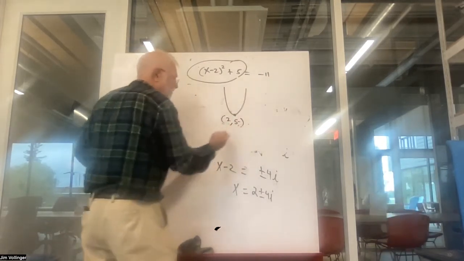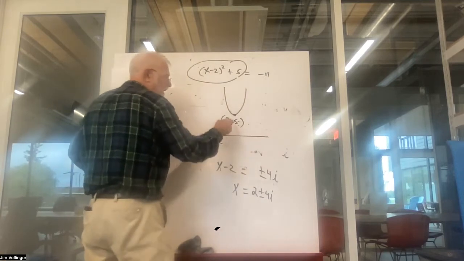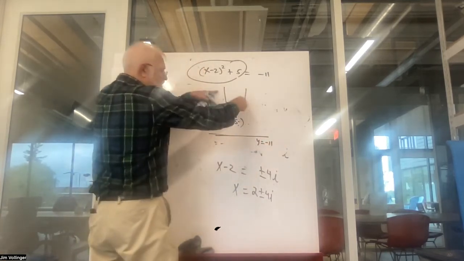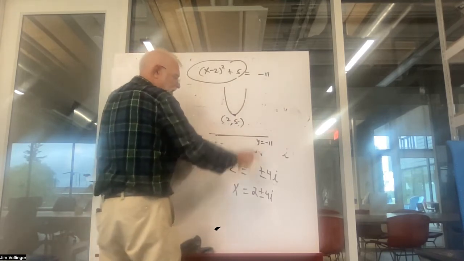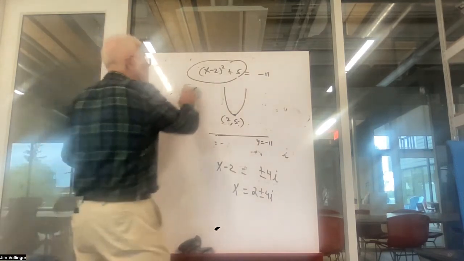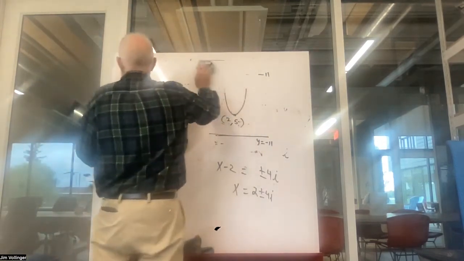And -11 is lower than 5. Y equals -11. And if you think that graph is intersecting that, you're imagining things. That's enough said on that. We'll build it up further in class.